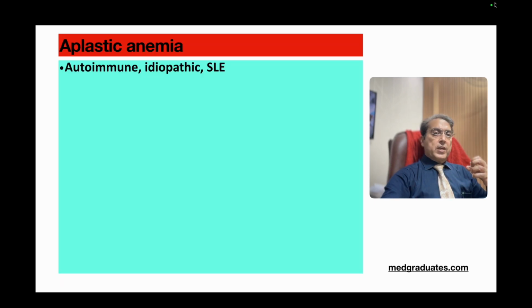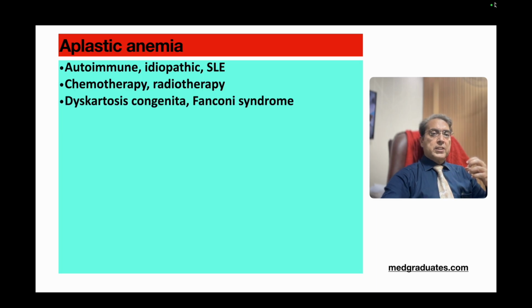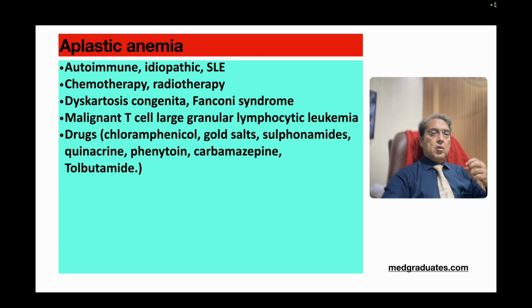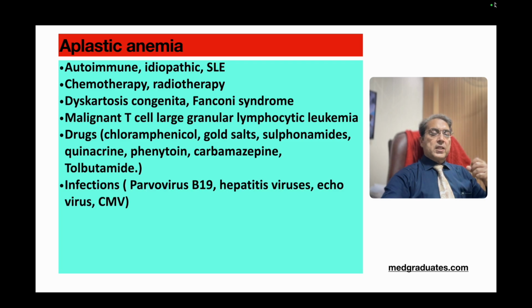And then what are the causes of aplastic anemia? Classical is autoimmune idiopathic aplastic anemia. It may be part of SLE as well. Chemotherapy and radiotherapy can produce aplastic anemia. Dyskeratosis congenita and Fanconi syndrome are other chromosomal abnormalities which can produce aplastic anemia. Malignant T cell large granular lymphocytic leukemia is one that can cause aplastic anemia. Drugs like chloramphenicol, gold salt, sulfonamides, quinacrine, phenytoin, carbamazepine, tolbutamide can produce aplastic anemia. Infections like parvovirus B19, hepatitis viruses, echoviruses, CMV can also produce aplastic anemia.